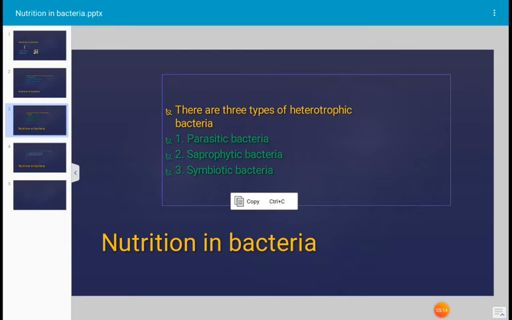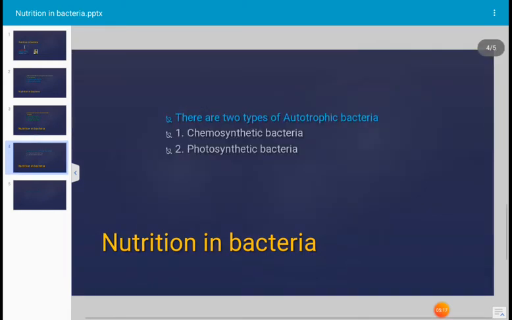Let us discuss the autotrophic bacteria. Autotrophic bacteria are able to manufacture their own food material by using solar energy or energy liberated as a result of exothermic oxidative chemical reactions. Such bacteria are described as autotrophic bacteria. They prepare their own food material. Let us see the types of autotrophic bacteria. There are two types of autotrophic bacteria: chemosynthetic bacteria and photosynthetic bacteria.